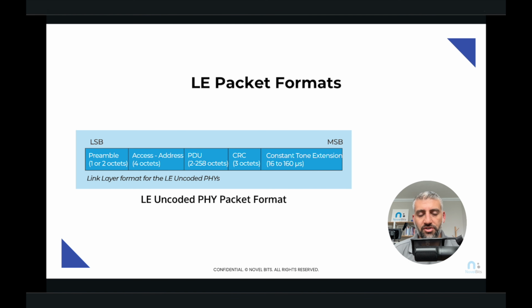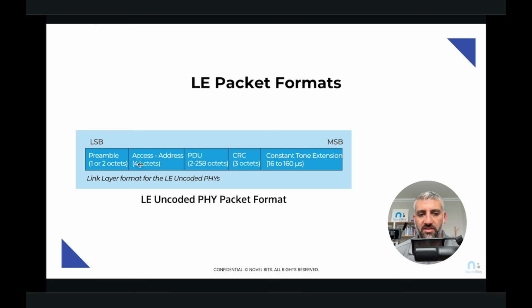So with Bluetooth Low Energy, there is a unified packet format, and this is what it looks like. It starts with what's called the preamble. In the case of the 1 meg PHY, we have 1 byte. In the case of the 2 meg PHY, we have 2 bytes. This is basically a sequence of bits that is used by the receiver to detect the start of a packet, so it can synchronize to that and know when to start reading and parsing data.